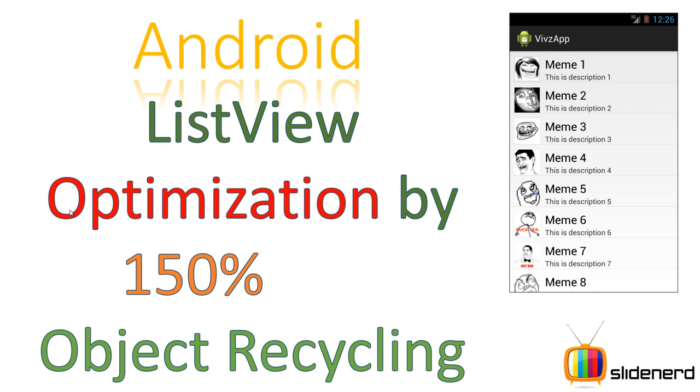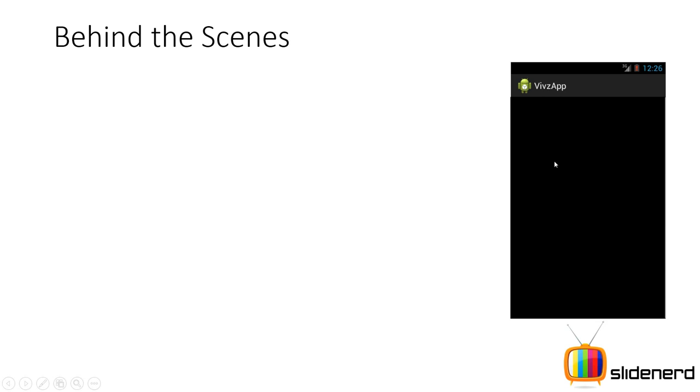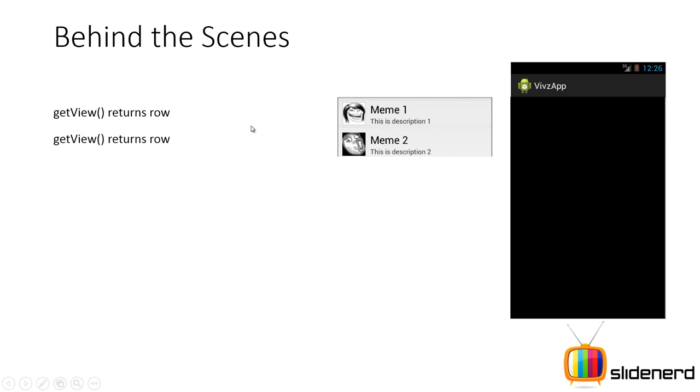Alright, so here we are going to talk about list view optimization by 150% using a technique called object recycling, or you can also call it view recycling. Here you have my list view over here, which is blank at the moment. The first row is shown to the user, but before that the get view method is called, right? Same thing happens for the second row, third row, and so on.